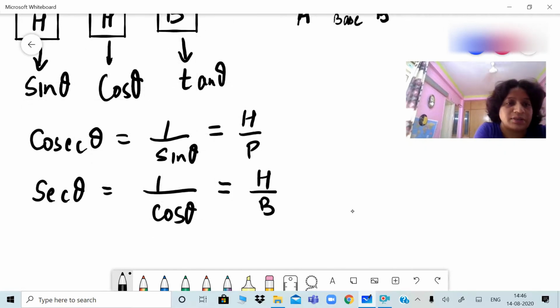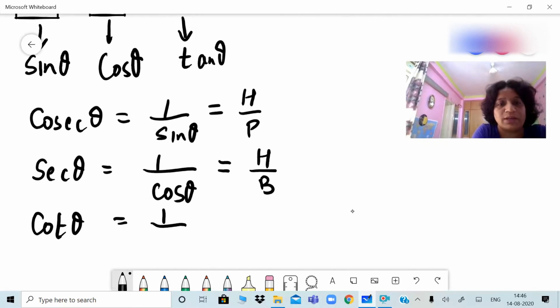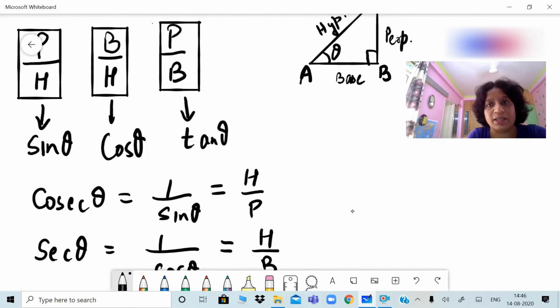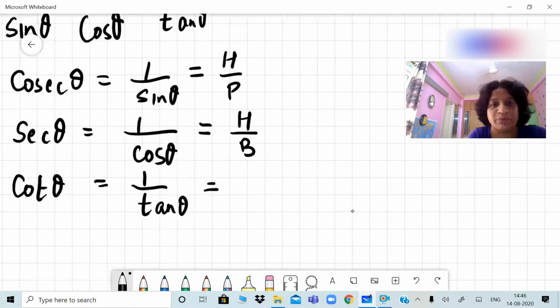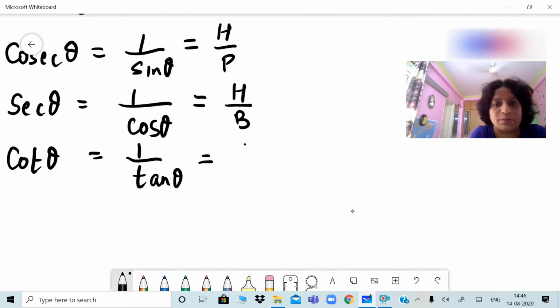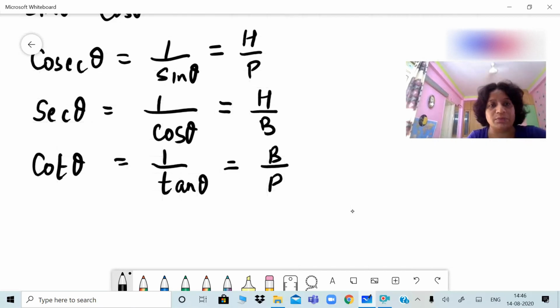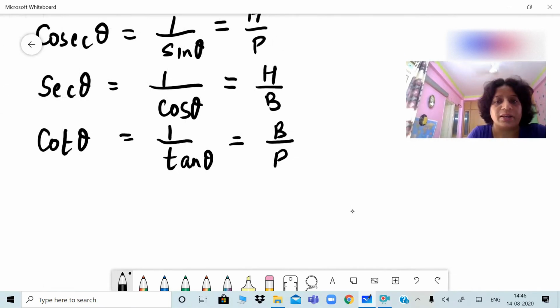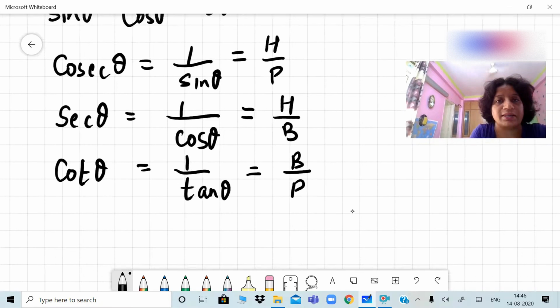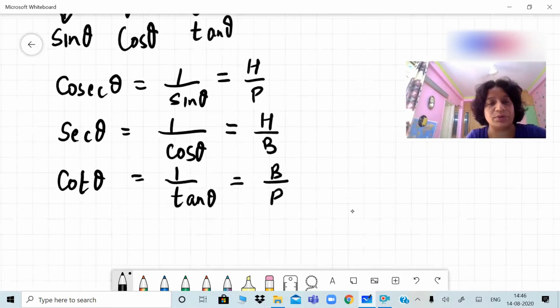Next is cot of the angle, which is the reciprocal of tan of the angle. Tan of the angle is perpendicular upon base, so the reciprocal is base upon perpendicular. I hope till here it is clear to you. Now next we will have the identities. I will just show you all together.